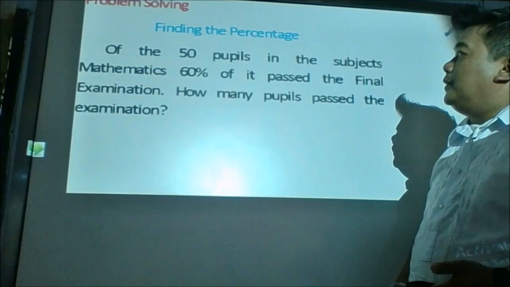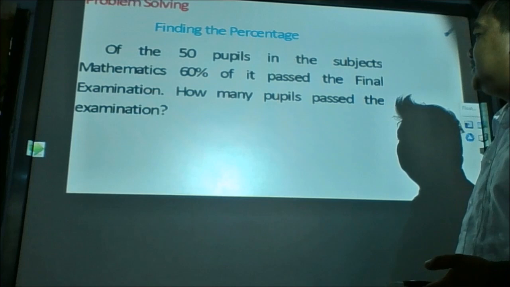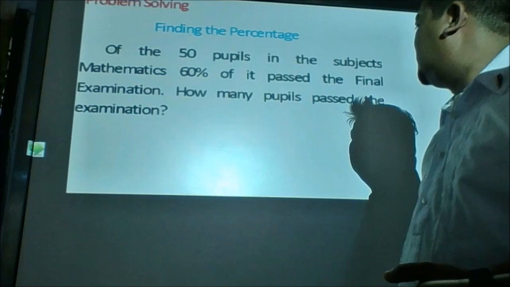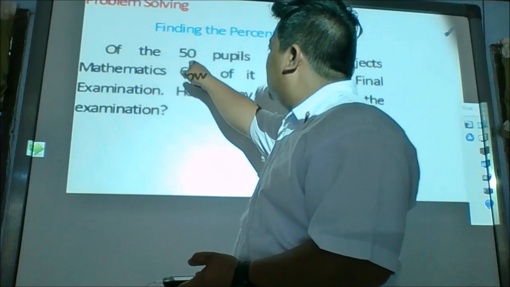Problem solving, finding the percentage. Of the 50 pupils in the subject mathematics, 60% of it passed the final examination. The question is, how many pupils passed the examination? So let us first identify which of them are percentage, base, and rate in order to solve the problem. So 60% here is given, it is the rate.